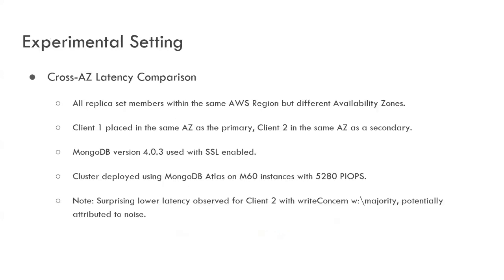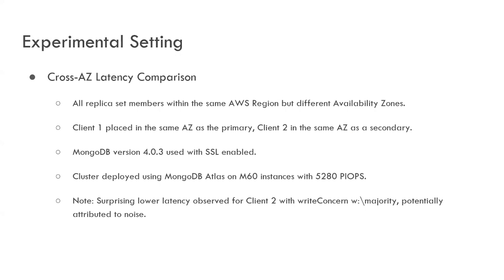Now coming to the next case, cross AZ latency comparison. In this experiment, all replica set members were in the same AWS region, the same geographical area, but they were in different availability zones. Client 1 was in the same availability zone as the primary, and client 2 was in the same availability zone as a secondary.